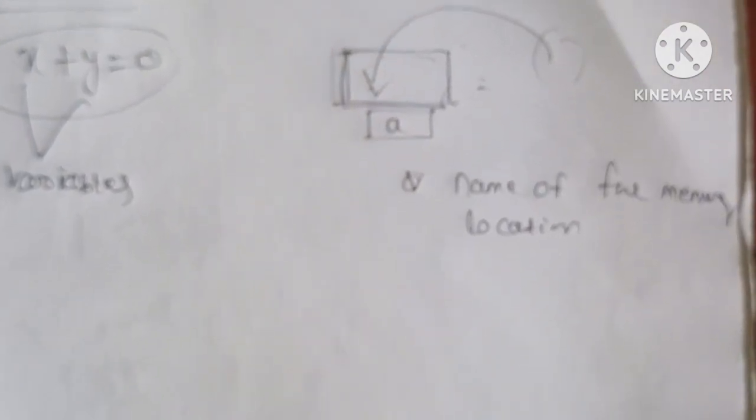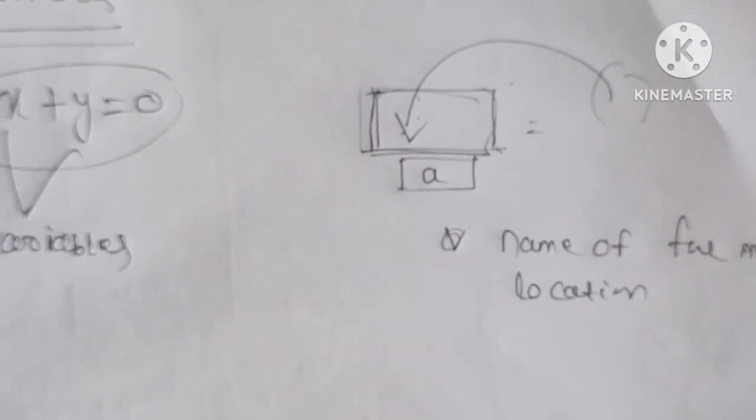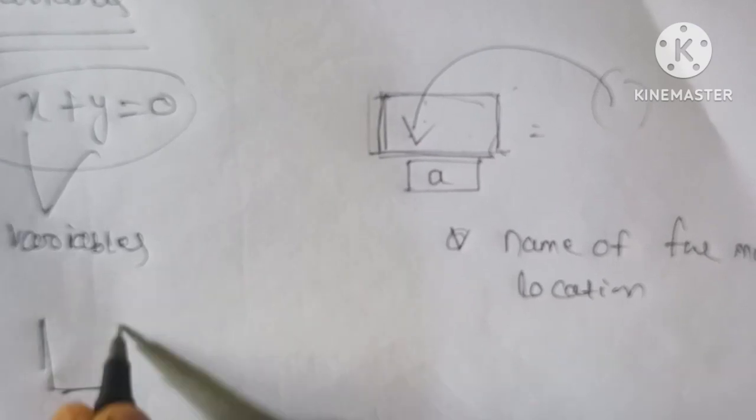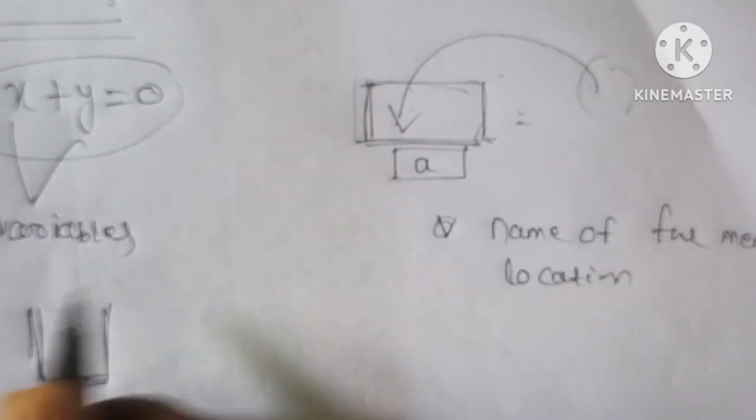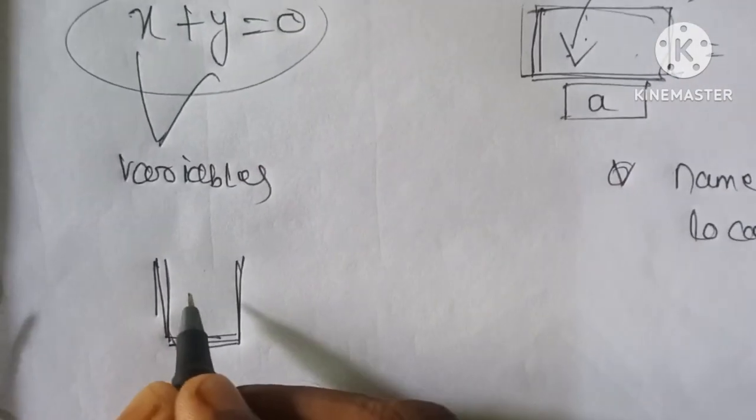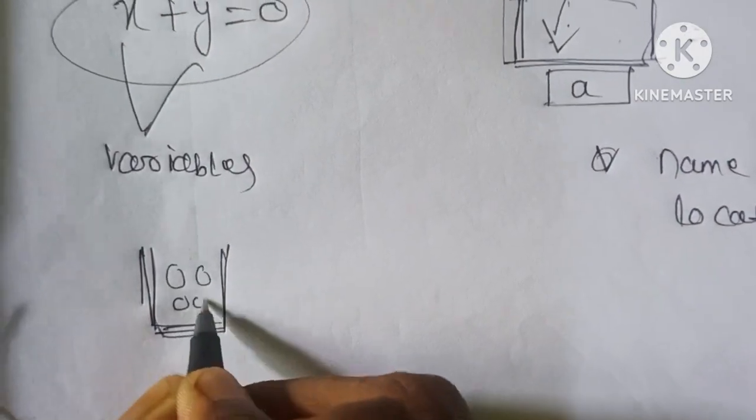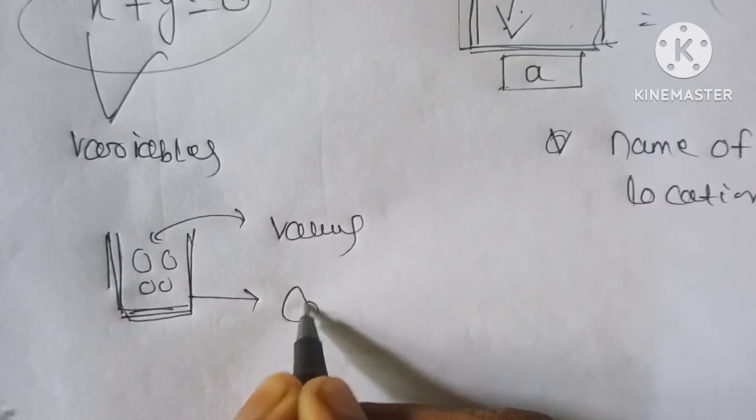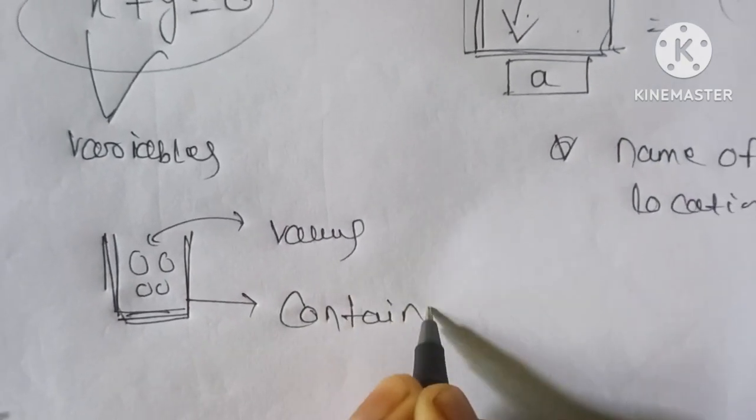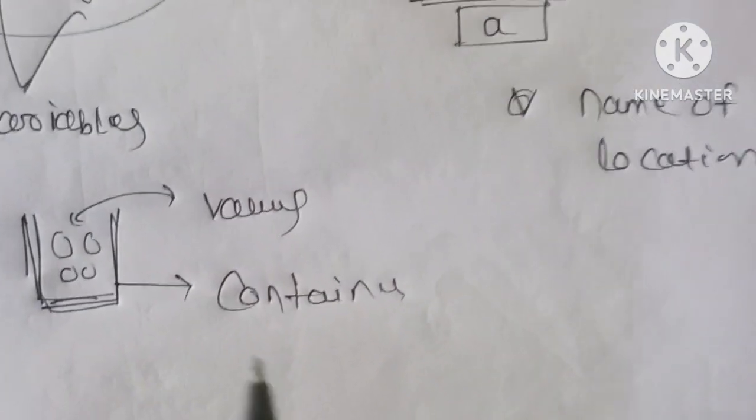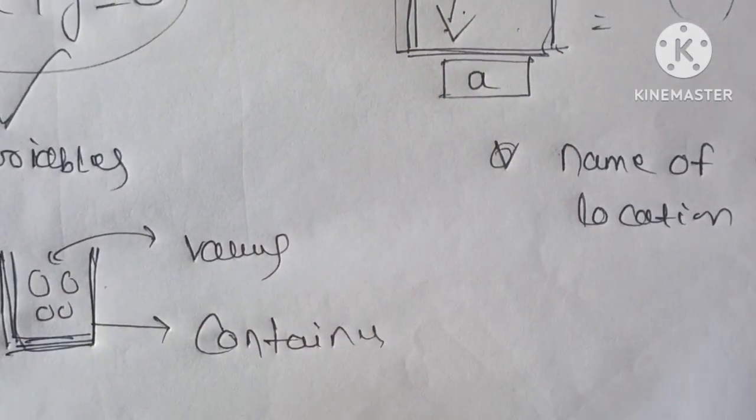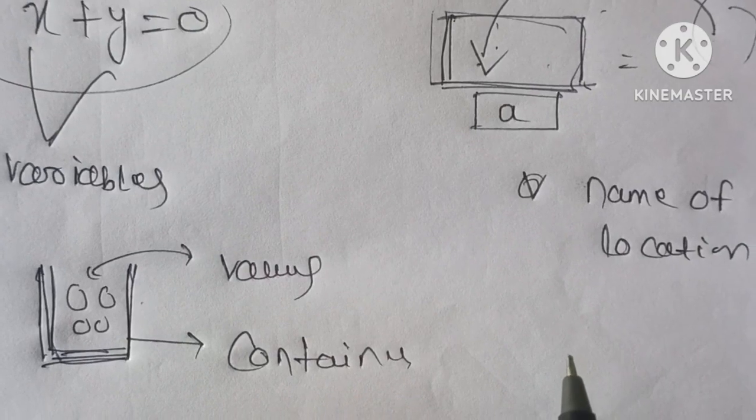Okay. So in other words we can say that a variable is nothing but a container where we store some values. These are the values, and this is our container. So a variable is nothing but a container where we assign some value as per our user's requirement. Okay.